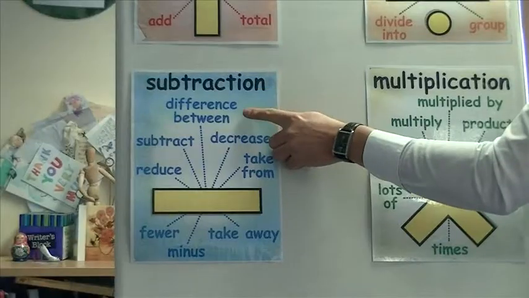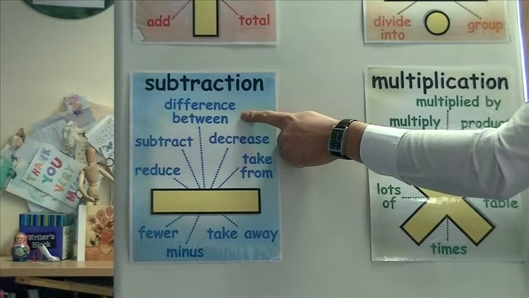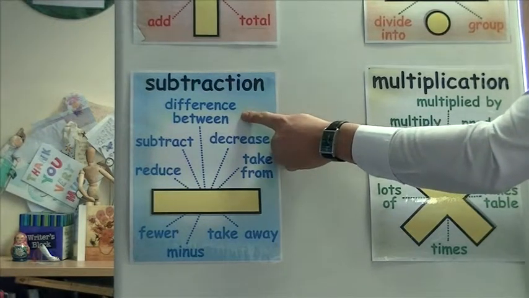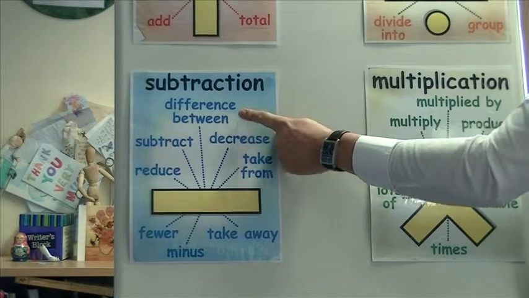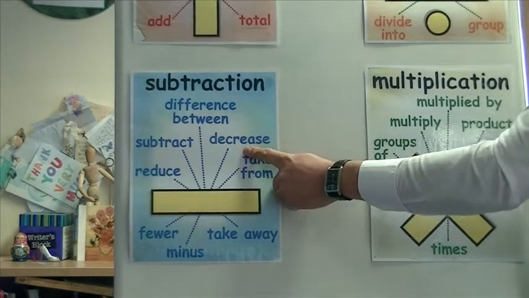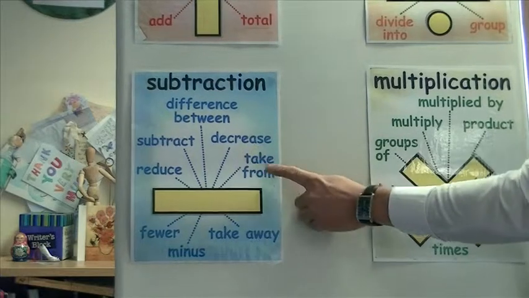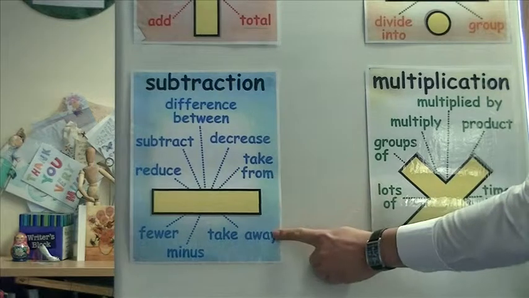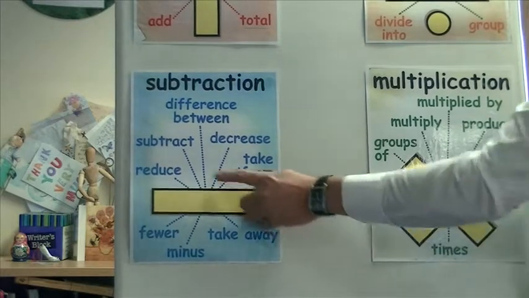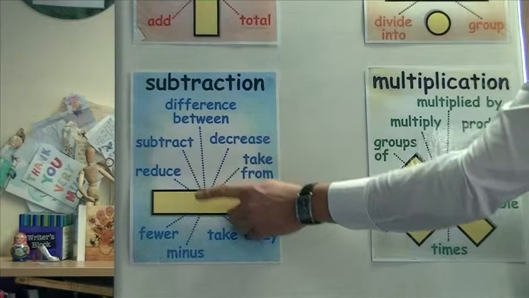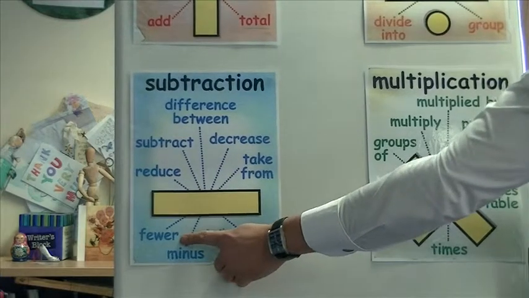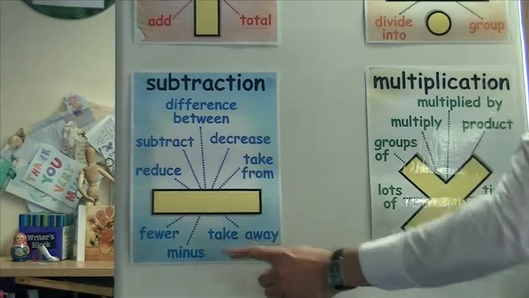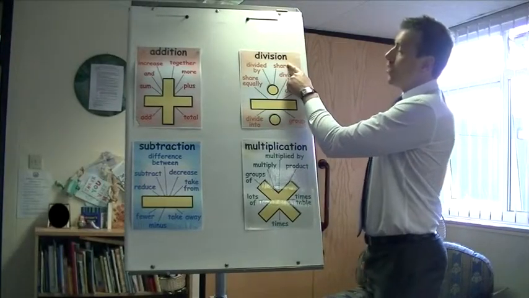We go on to subtraction. Difference between: if we're trying to work out 65 take away 37, we're in effect trying to work out the difference between those two numbers. So we've got decrease. Can you decrease 37 by 12? Take 12 from 37. Can you take away 12 from 37? Can we reduce 37 by 12? How many fewer than 37 is 12? 37 minus 12. Now we've got the division operation.